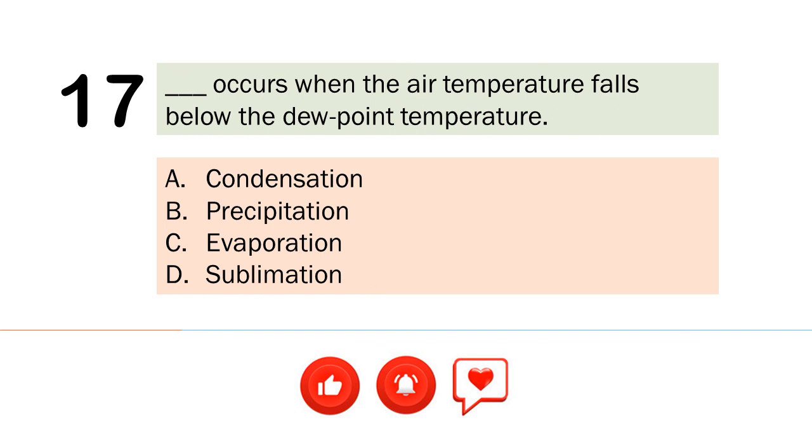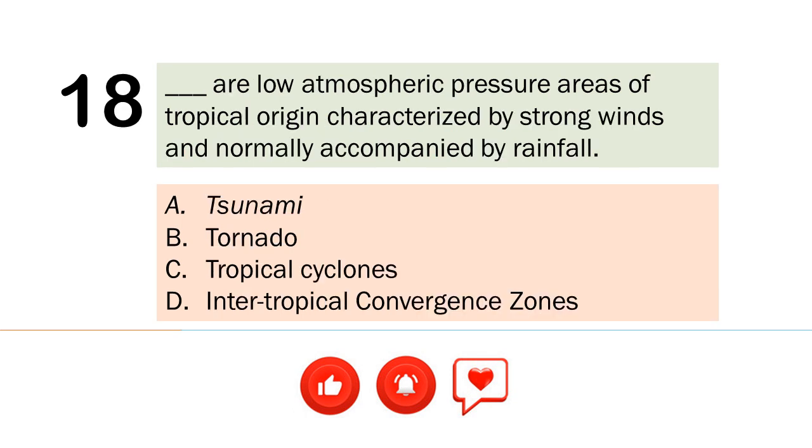Question number 17. Blank occurs when the air temperature falls below the dew point temperature. A. Condensation. B. Precipitation. C. Evaporation. D. Sublimation. The correct answer is letter A. Condensation.